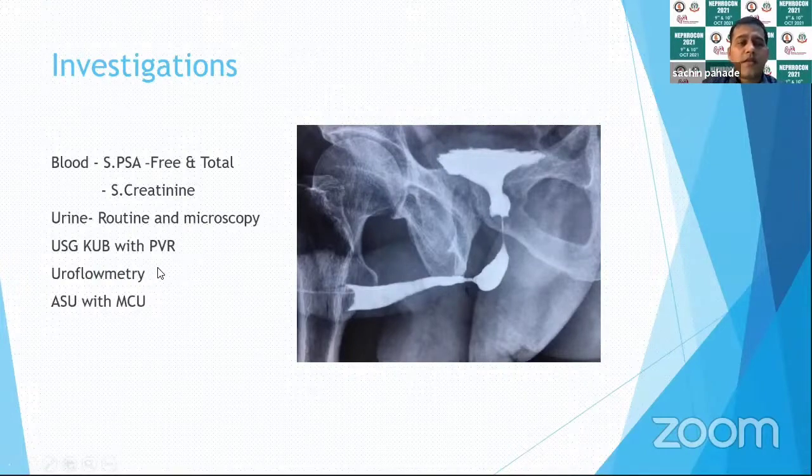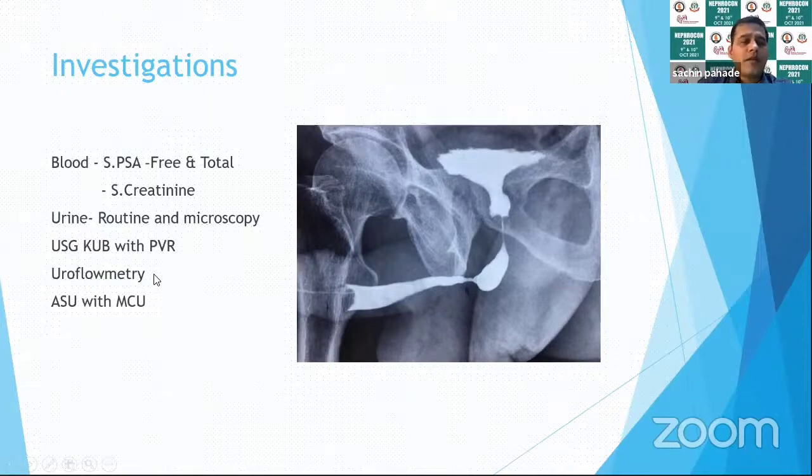Also, since we are dealing with an obstructive symptom patient, uroflowmetry is very important to let us know what is the obstruction we are dealing with, whether it is a urethral stricture, whether it is because of the enlarged prostate. Lot of information we get on uroflowmetry. And next is ascending urethrogram with micturating cystourethrogram.